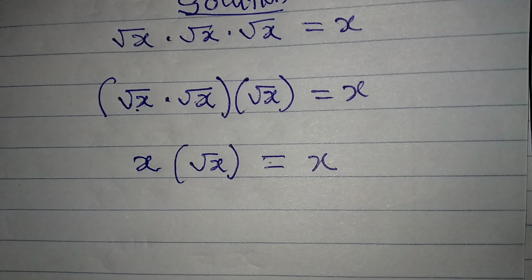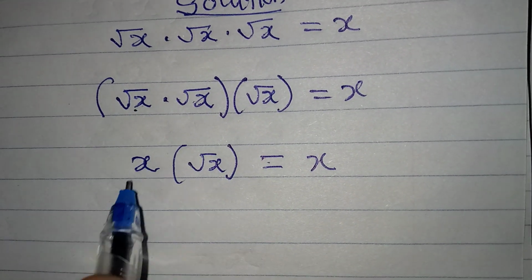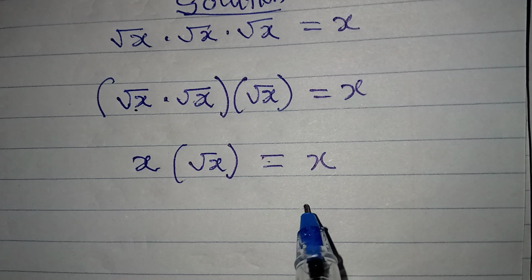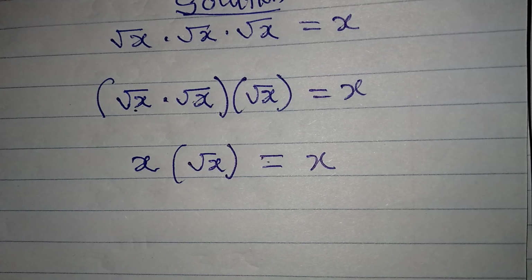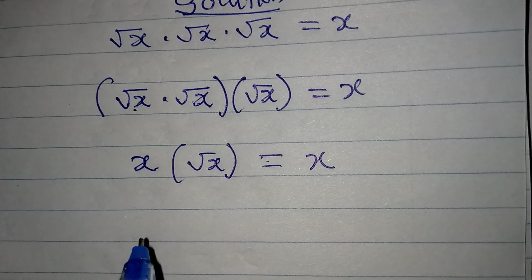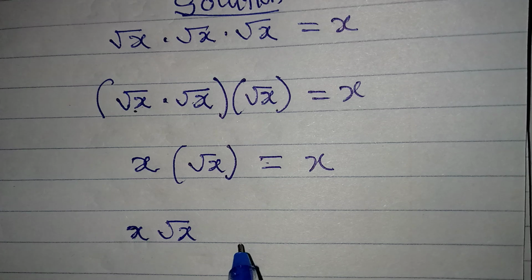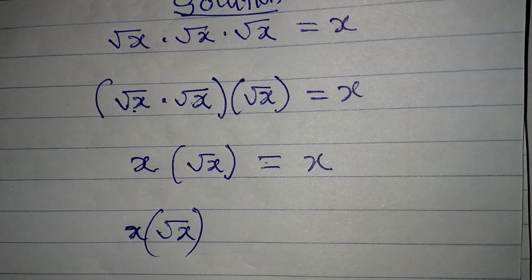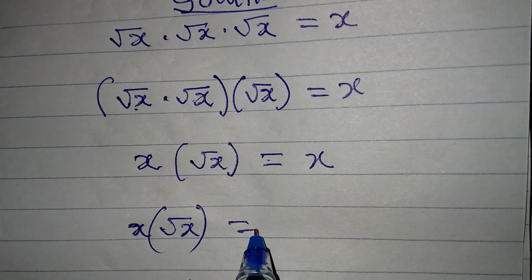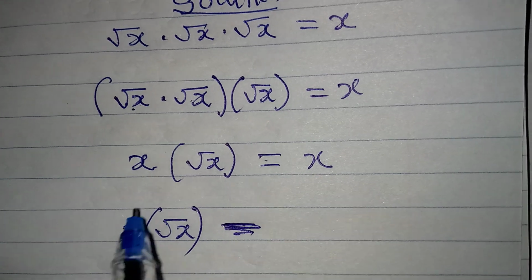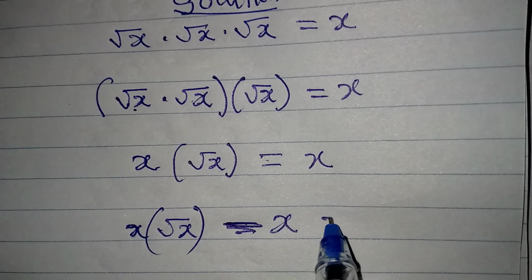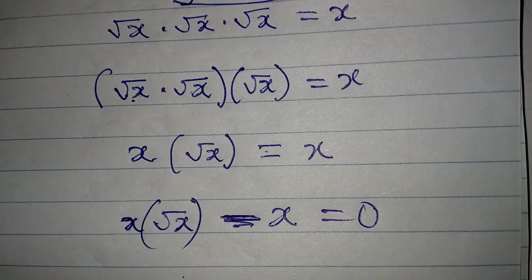And then it will be wrong of me to cancel this and this, right? But then what should I do? Bring everything to the left. So we have x root x, if I like, I put this in brackets, equal to, okay, minus x, because I'm bringing everything to the left. This will now be equal to 0.